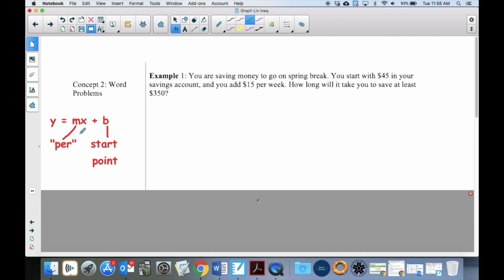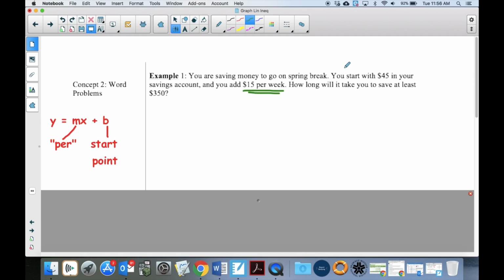In word problems with y equals mx plus b, the m is basically your per. You go through the sentence and you read, where is the per? And I have to say, sometimes it's confusing because sometimes there's more than one per and you have to be able to distinguish. Then there's the b, which is the starting point.